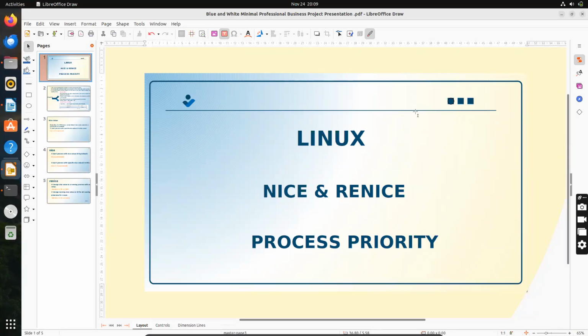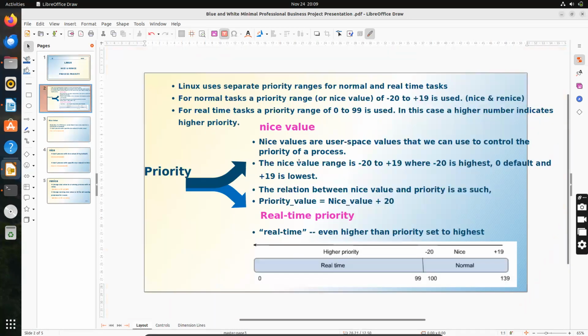Hi team, today I will be explaining about nice and renice commands in the Linux operating system. Each command triggers a process. A process has a priority, so we can change the process priority using nice and renice commands. In Linux, for each process, around 140 priorities are there. So I will discuss those priorities.